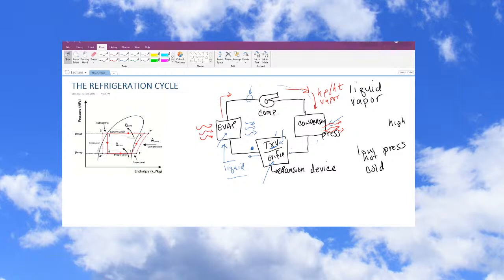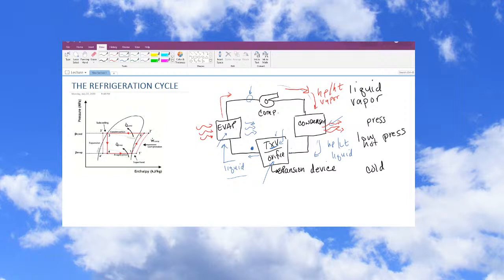Boy, OneNote is just giving me hell today, isn't it?